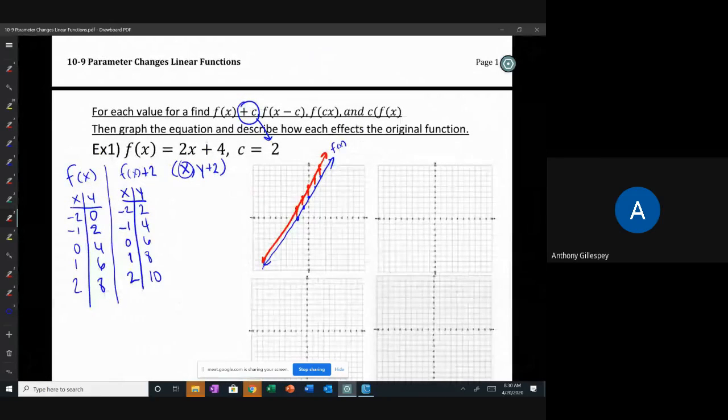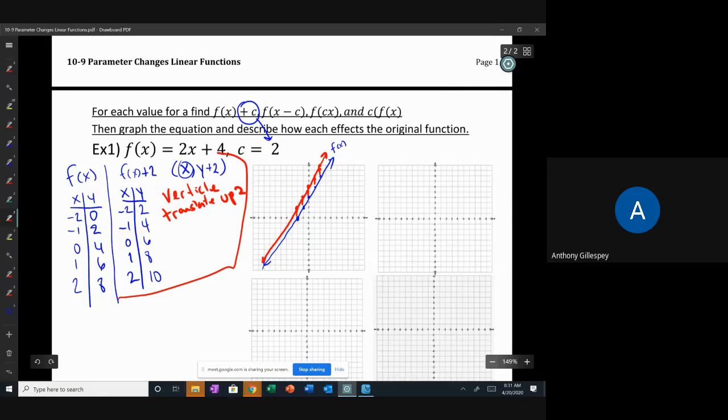All right. I set it as a point. What's going to happen to the points? It's going to be x comma y plus 2. What's going to happen to the table? The y coordinates just get 2 added to them. What's going to happen verbally? Is this going to be horizontal or vertical? Vertical, because it's affecting the y. A vertical translation up 2.